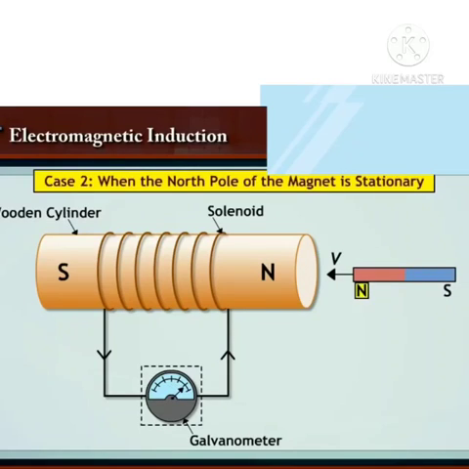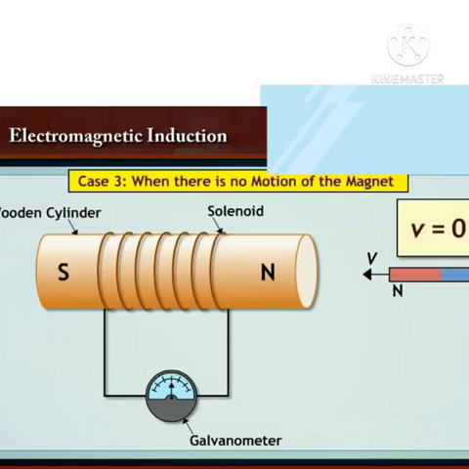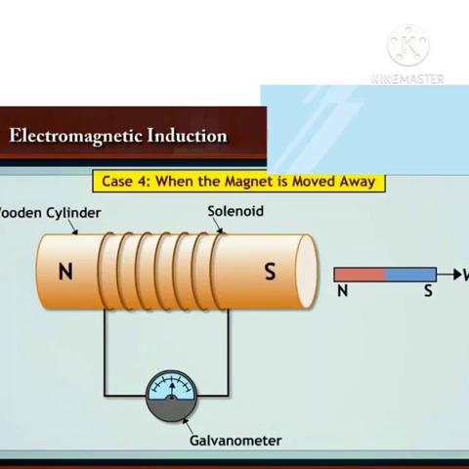The pointer of the galvanometer deflects towards the right when the north pole of the magnet is moved towards the solenoid. The galvanometer shows 0 reading when the motion of the magnet stops. This proves that as long as the magnet keeps moving, the current flows in the solenoid.